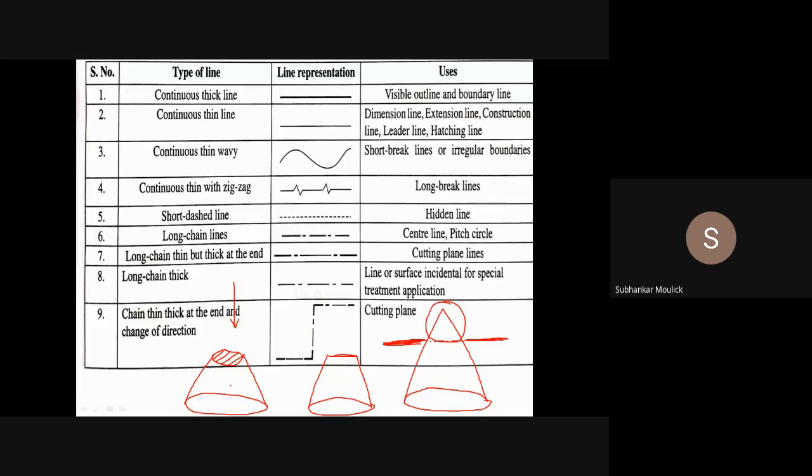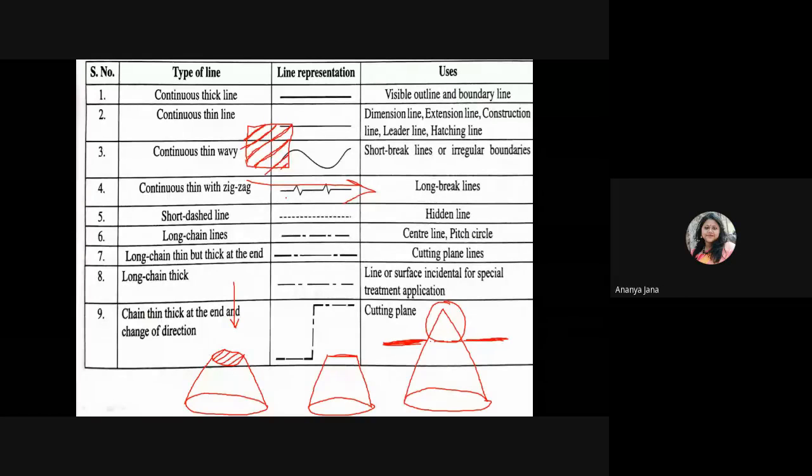This is the hatching line, and there is a rule to draw this hatching line. What is that rule? Say this is the cut part of any object. The hatching line should be at an angle of 45 degrees with respect to the x-axis. This is my x-axis. With respect to the x-axis, the hatching line should be at an angle of 45 degrees. Is it clear?